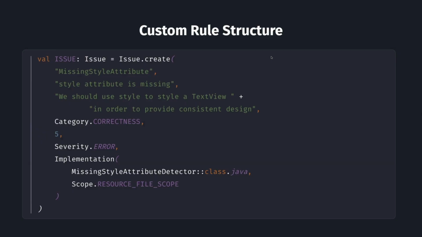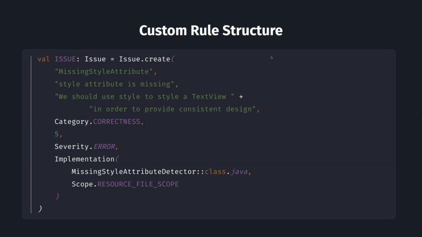And the last parameter is an implementation instance. The implementation instance has two parameters. The first would be a reference to the class that defines the lint rule. If you see in the issue, there is nothing that defines the rule. It just tells certain metadata. Missing style attribute detector is where the core logic of the lint rule will reside. And the other parameter is the scope. Here I'm using resource file scope.